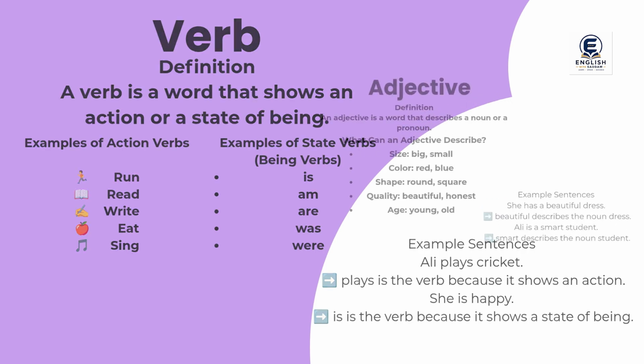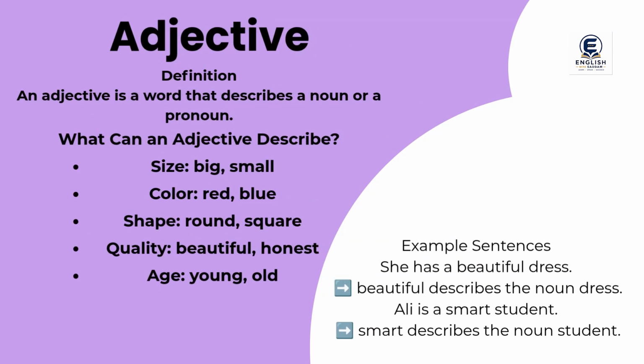The fourth part of speech is the adjective. An adjective is a word that describes a noun or a pronoun. It gives us more information about a person, place, thing, or idea. For example, adjectives can tell us about size, color, shape, quality, or age.